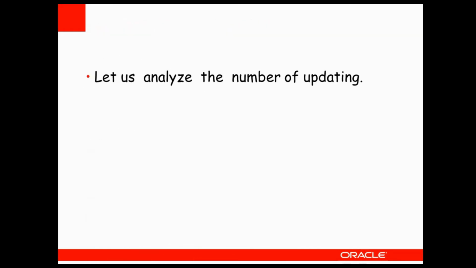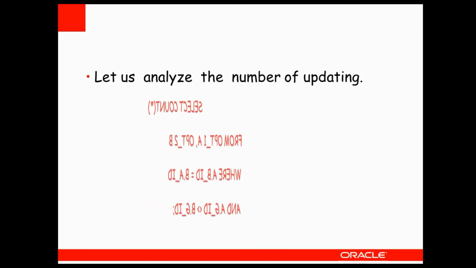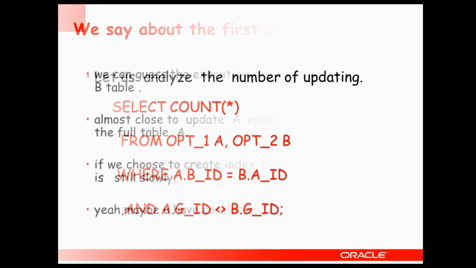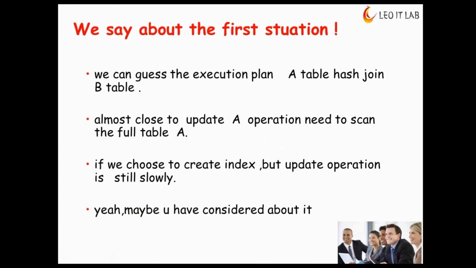Let's analyze the number of rows to be updated. Count from table A and table B where A.ID equals B.ID and A.ID is unequal to B.ID. Using this SQL we can find the number of rows to be updated. We talked about the first situation.